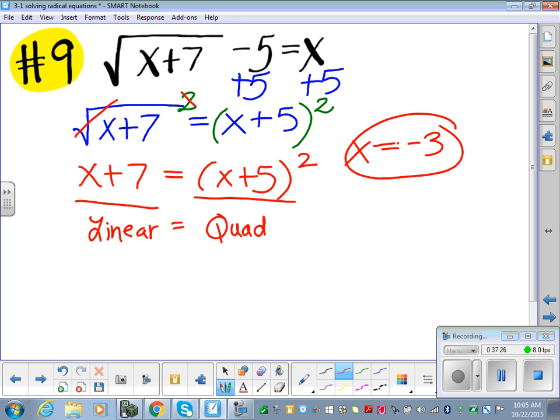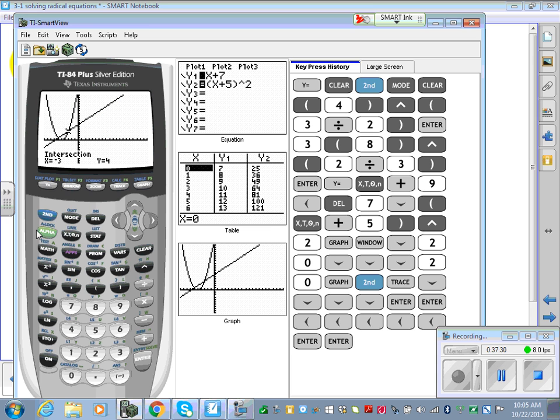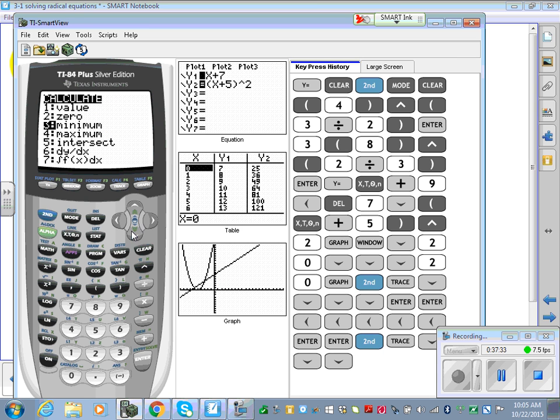And then we've got to find the other intersection point. So you'll have to do second trace again. So second trace and then intersect. Now this time, if you do that exact same thing, it's just going to do that same point.